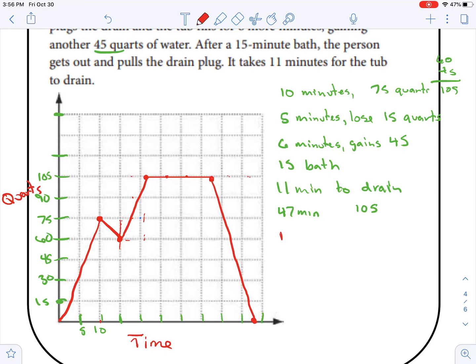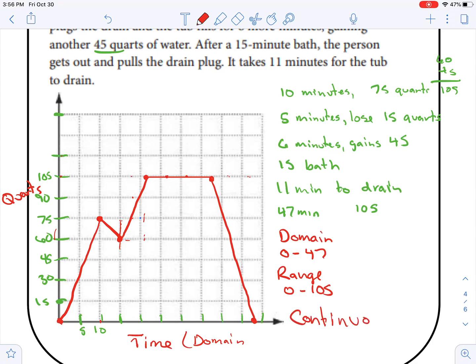Okay, so if I look at my domain, being my x value down here, so this is my time down here, that's my domain. It starts off at 0, and it works all the way to 47. That's the amount of time it took. My range is the quarts. Again, it starts off at 0 over here, and it goes all the way up to the highest that we got up to, which was 105. See these lines, how they're all connected? So this would be a continuous graph.